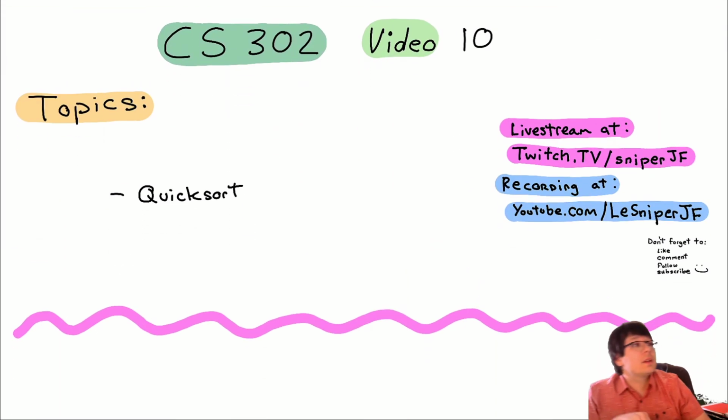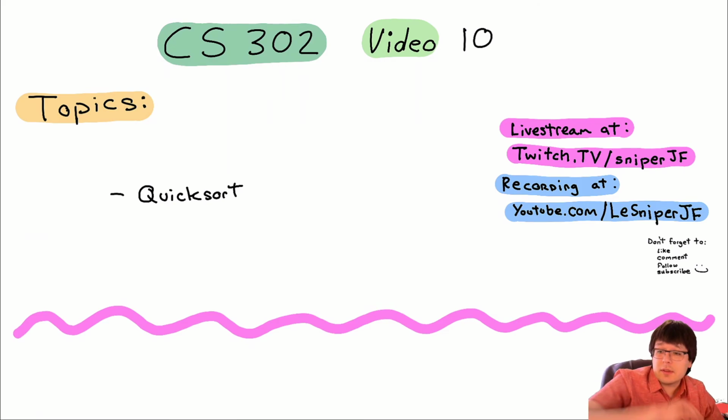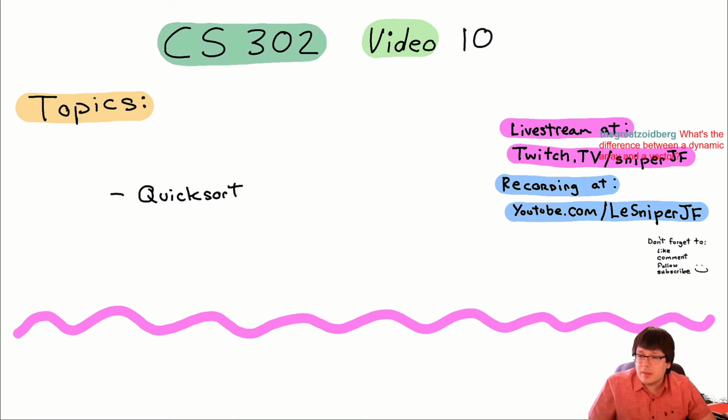All right, any questions? Quicksort is one of the hardest algorithms that we talk about, at least for the sorting.